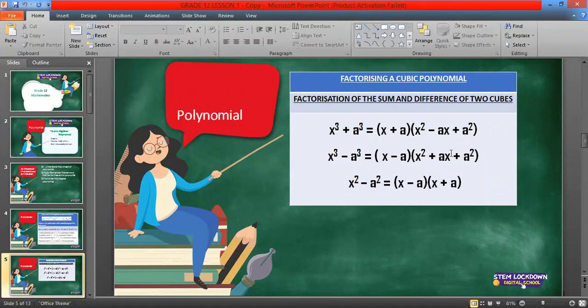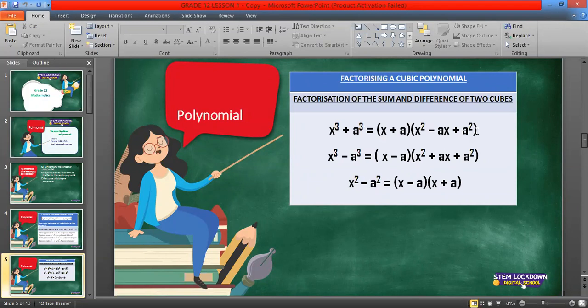So again, to factorize a sum or difference of two cubes, for example x cubed plus a cubed, open a small bracket and open another big bracket. So what do we do? We first get the cube root of the first term. The cube root of x cubed is what? x. So put your x here, and then get the cube root of a cubed, the second term. The cube root of a cubed is a. So you put it next to your x, right? That is the first bracket.